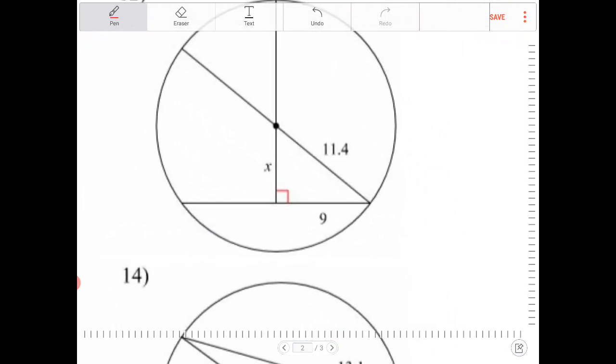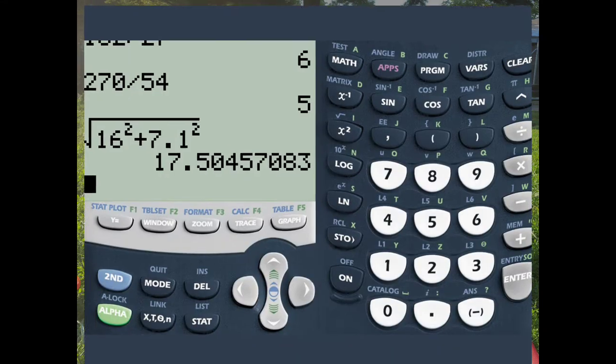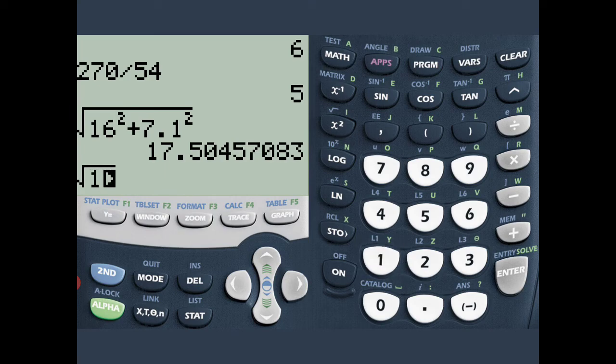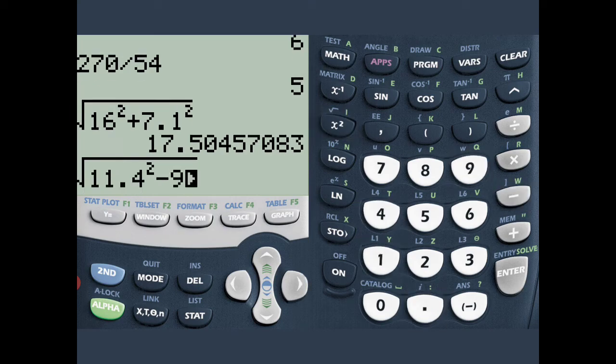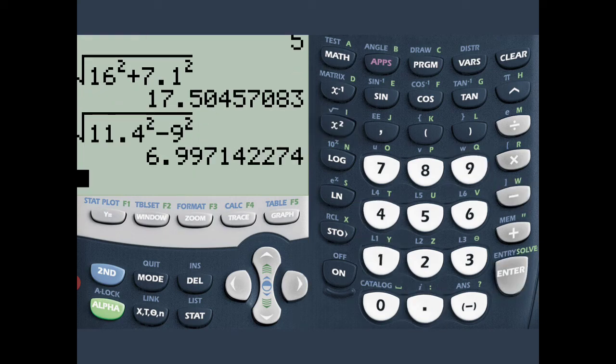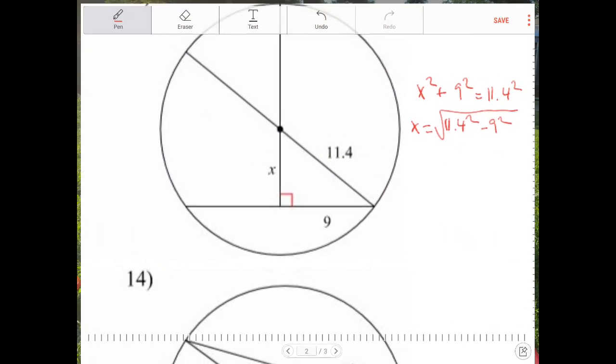Alrighty. So that's just a right angle in there, and that's the radius. So that's a right triangle. X squared plus 9 squared is equal to 11.4 squared. X will therefore equal the square root of 11.4 squared minus 9 squared. Let's enter that into the calculator. So square root of 11.4 squared minus 9 squared. That would be 6.997, or 7.0 if rounded to the nearest tenth.